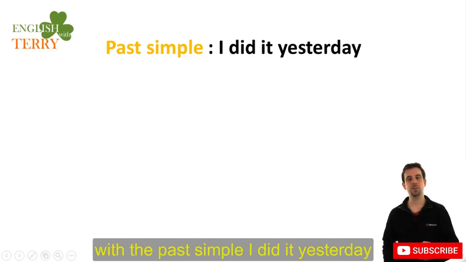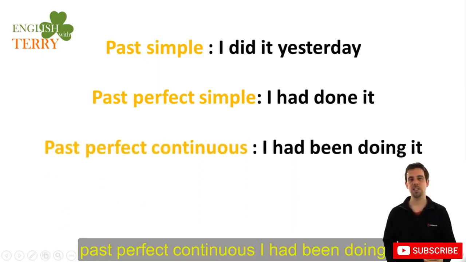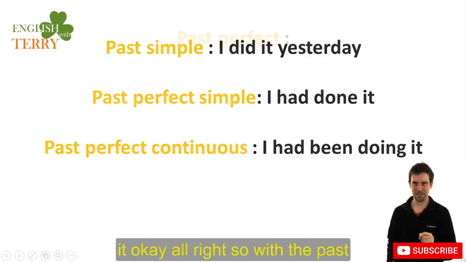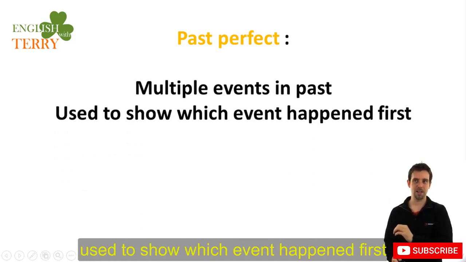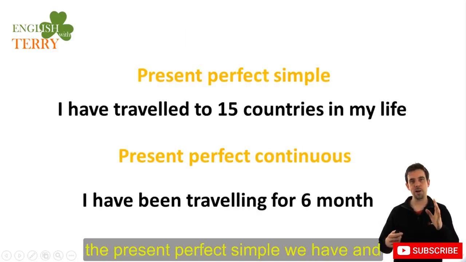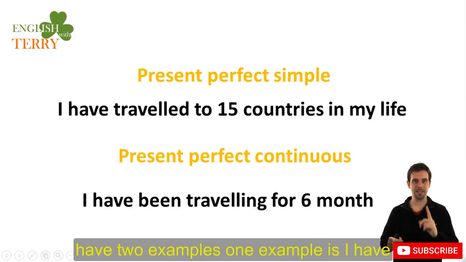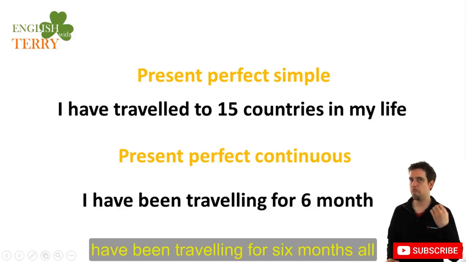Okay? Now let's see with the past simple is I did it yesterday. Past perfect simple is I had done it. And past perfect continuous is I had been doing it. Okay? All right. So with the past perfect, it's multiple events in the past used to show which event happened first, right? Or why a past event happened. With the present perfect simple, we have, and the present perfect continuous. Here we have two examples. One example is, I have traveled to 15 countries in my life. I have been traveling for 6 months, all right?